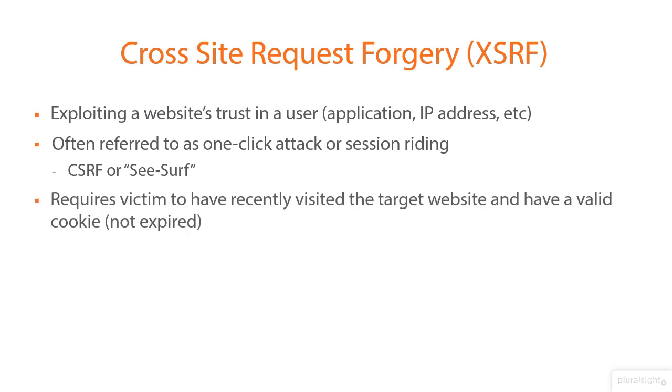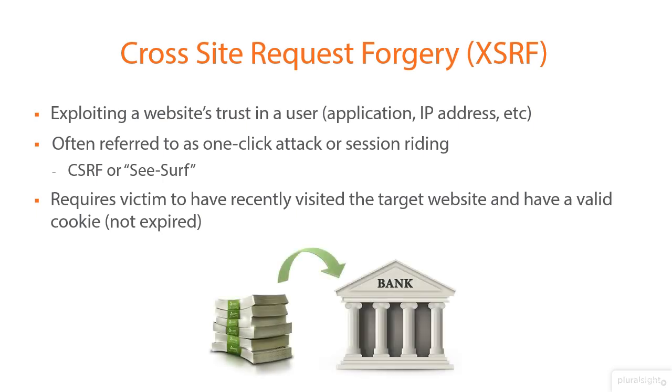And I'll talk about it a little bit more graphically here in just a moment. But it requires the victim to have recently visited the target website. All right, so basically, let's say someone's trying to attack a bank. That would require you to have recently visited that bank and have a cookie that's not expired from that bank. And then their attack can leverage that cookie, go back to the bank pretty much as you, because the bank trusts the authentication of your computer.